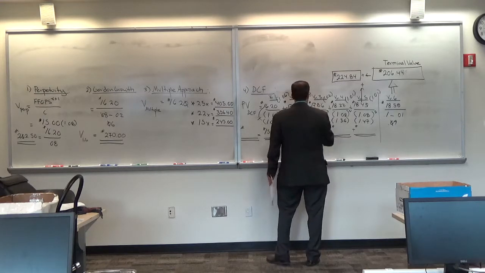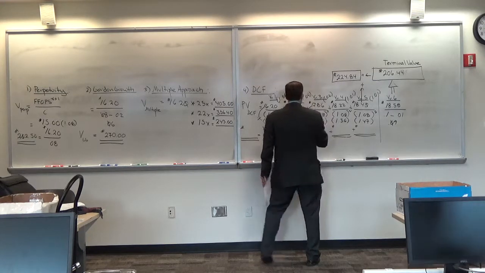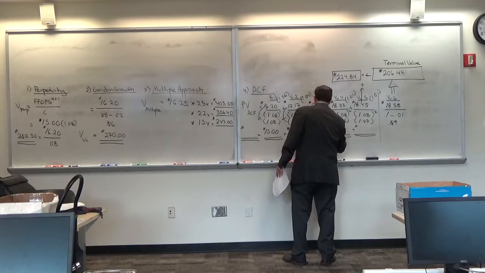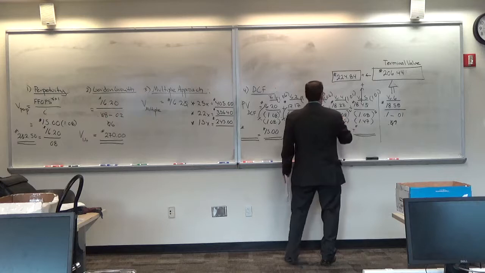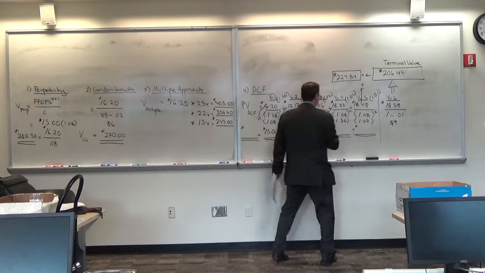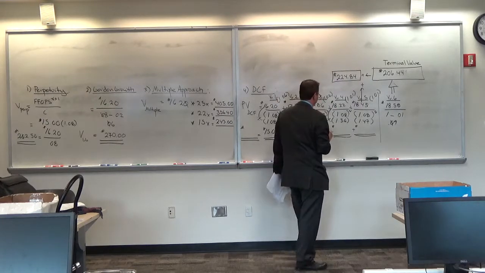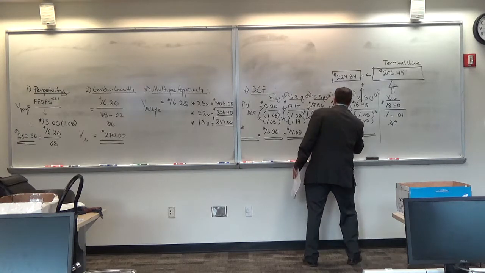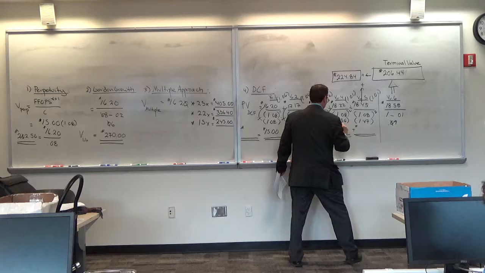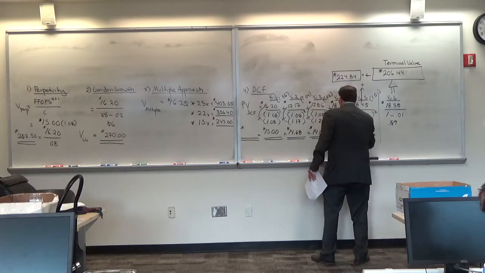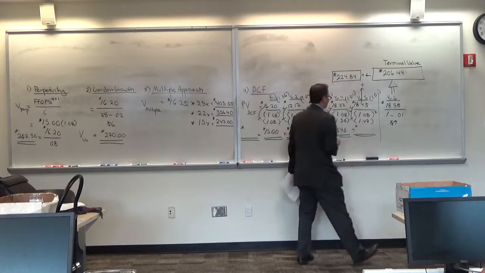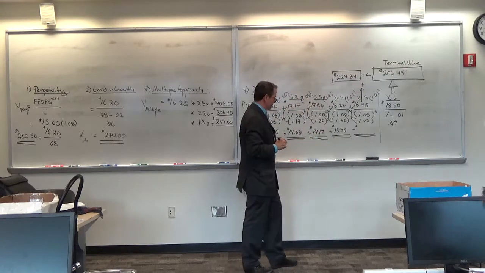And what's 17.86 divided by 1.26? 14.17. Thank you. And what's 1822 divided by 1.36? 13.4. And what's 1840 divided by 1.47? 12.52.